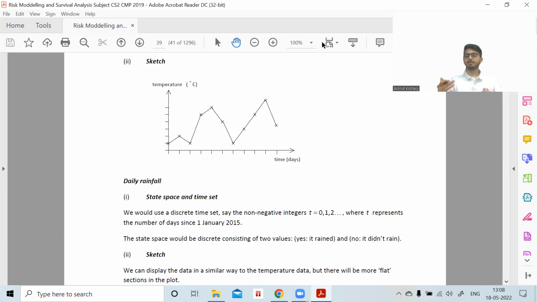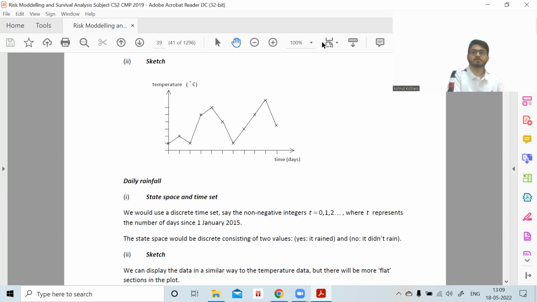You can take any example. For example, the closing price of a stock each day. This again could be modeled as a stochastic process. The amount of rainfall on each day, let's say the number of steps you have walked each day, the hours you have slept on each day, or each, let's say, hour, each week, each month. The time unit could be anything. It could be days, it could be weeks, it could be hours, it could be seconds, it could be anything.